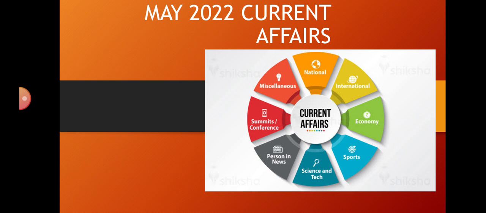India recently slipped 8 places to 150 in the 2022 World Press Freedom Index, from last year's 142nd rank out of 180 countries.